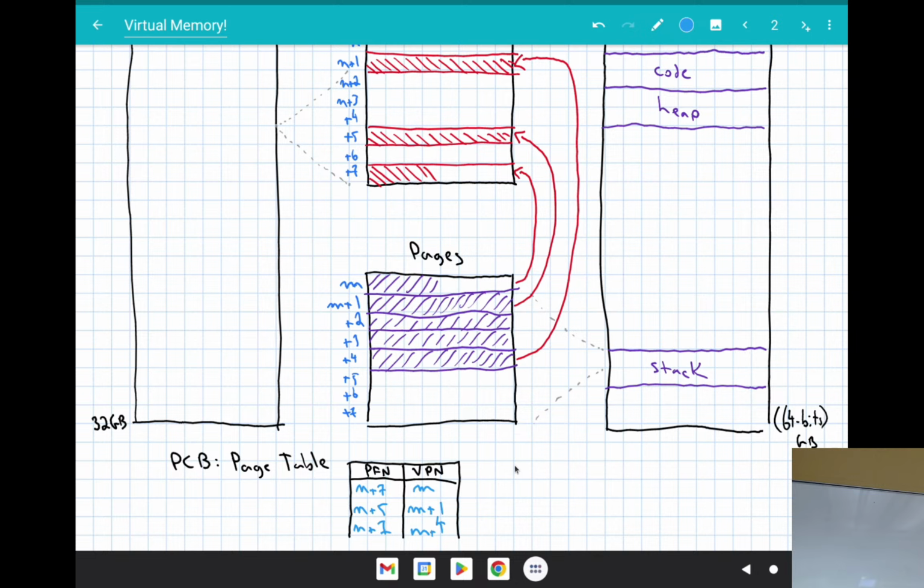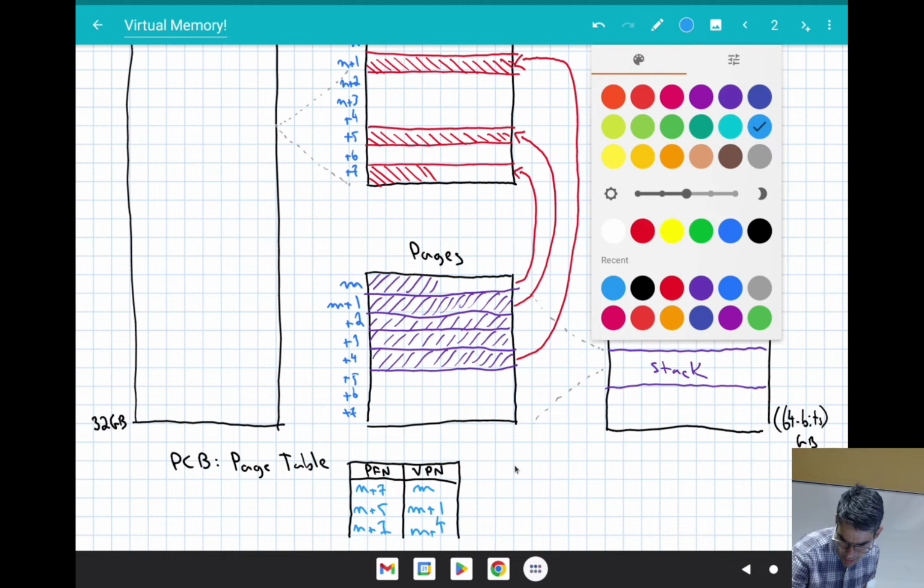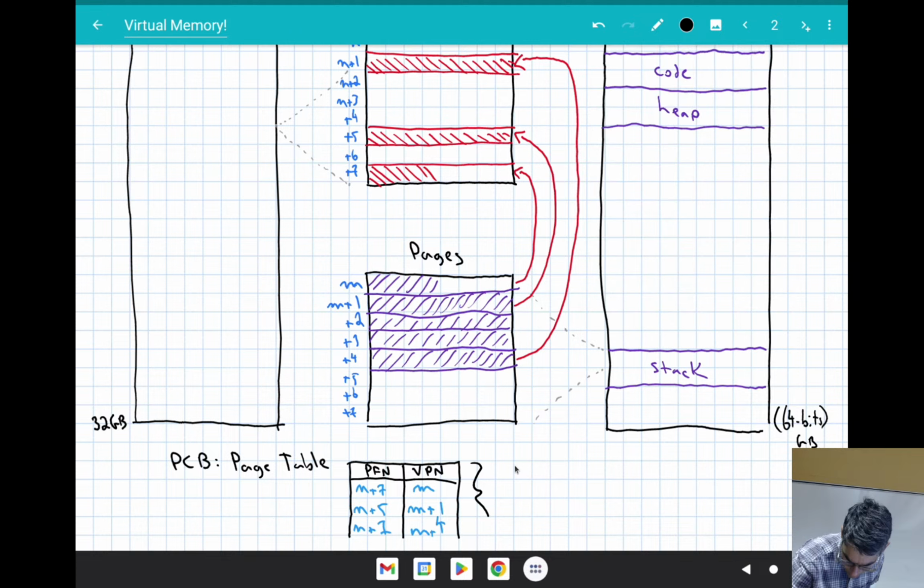The way that we set this page table up is not just going to be an arbitrary operating system specific thing, but instead the structure of this page table is defined by hardware.